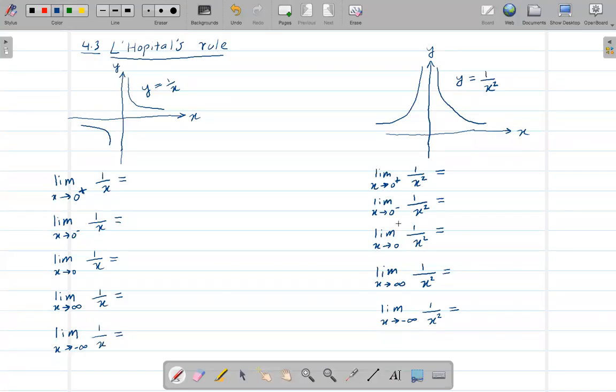Hello everyone, this is now section 4.3, which is going to be L'Hopital's rule.